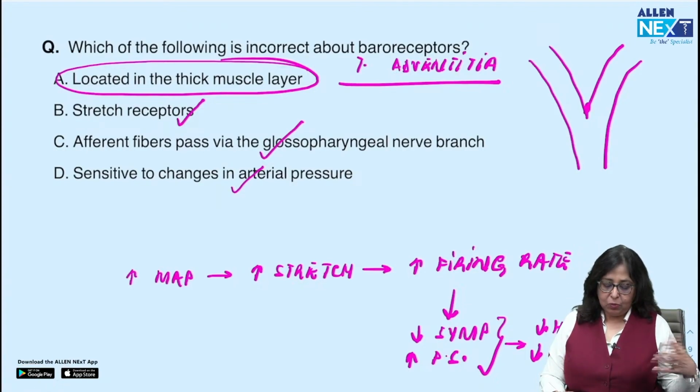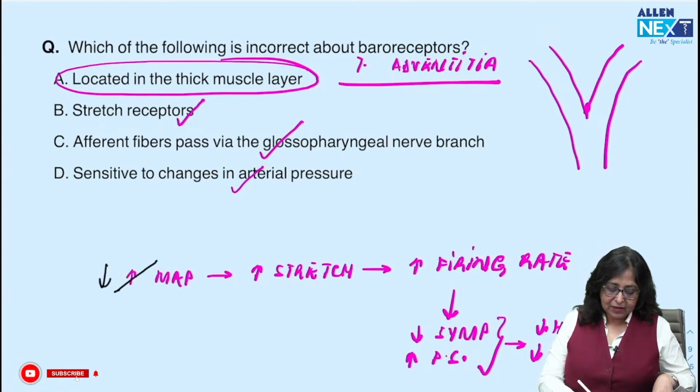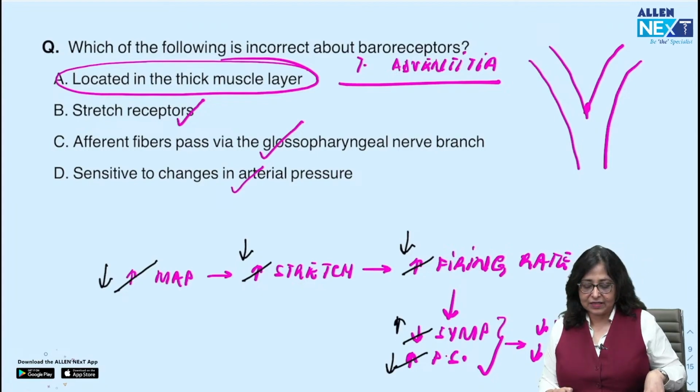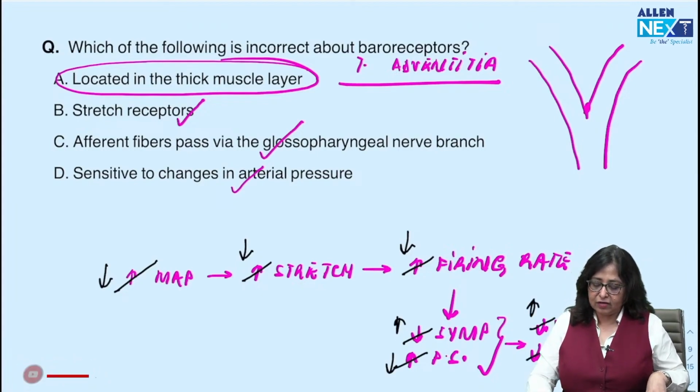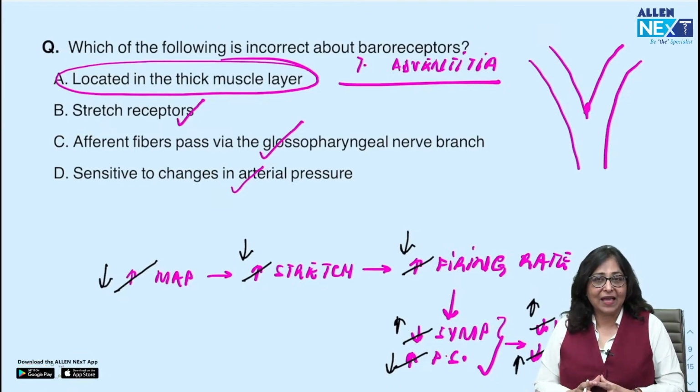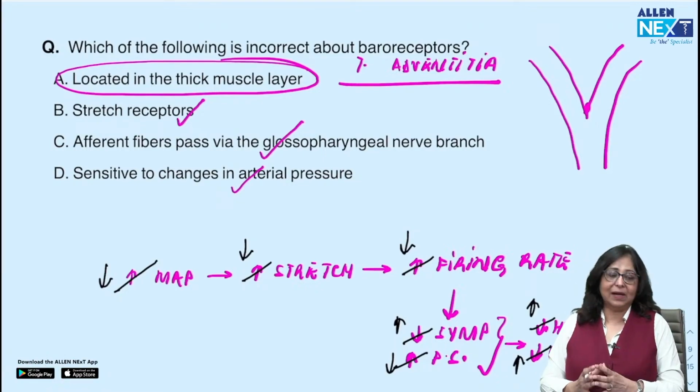On the contrary, what will happen if there is a fall in the mean arterial pressure? There is reduced stretch of the vessel wall and a decreased firing rate of the baroreceptors, which increases the sympathetic discharge and reduces the parasympathetic, causing an increase in heart rate and an increase in the blood pressure. So this is a negative feedback mechanism for regulation of blood pressure.